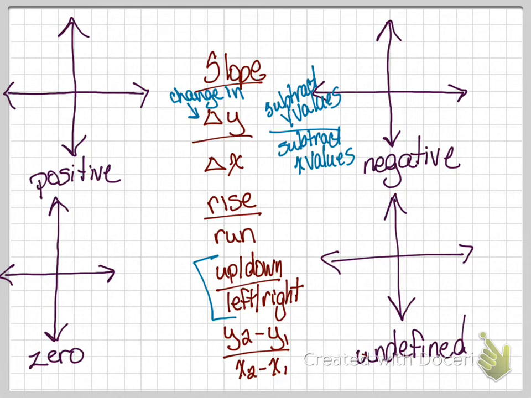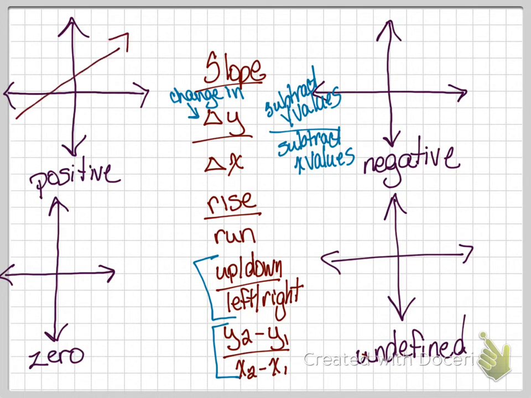This is a formula right here. Sometimes it confuses students, but all it means is we're subtracting our y values and we're subtracting our x values. You read that y sub 2 minus y sub 1 over x sub 2 minus x sub 1. That's how you read that. Okay? Now, I want to talk to you a little bit about the 4 different types of slope that we can have. Okay?